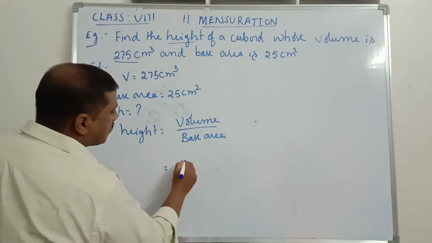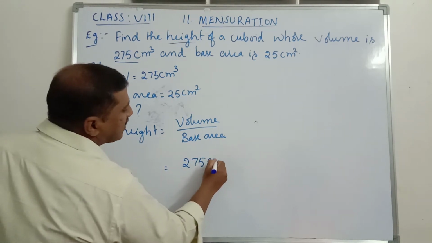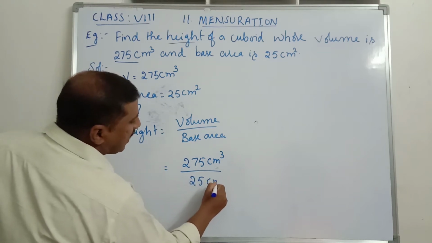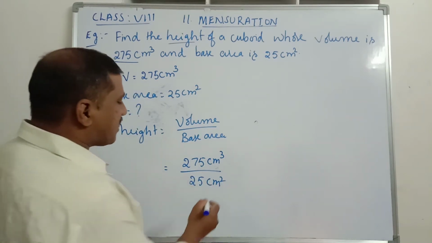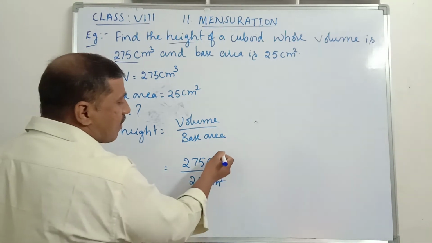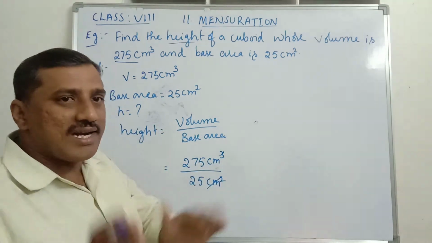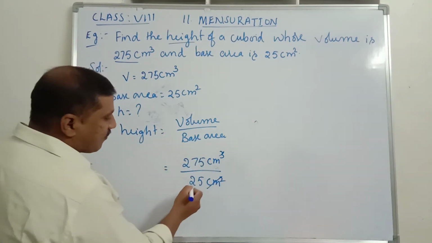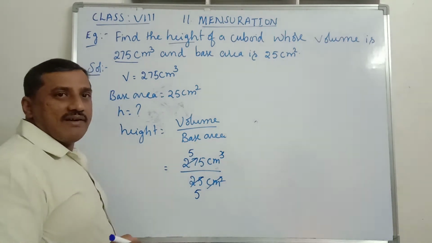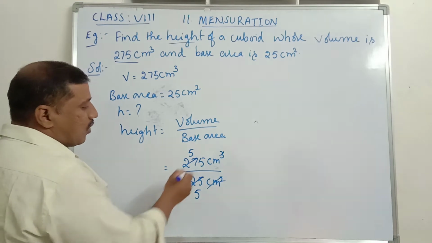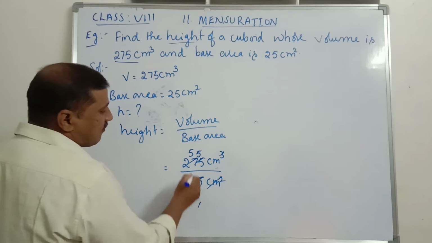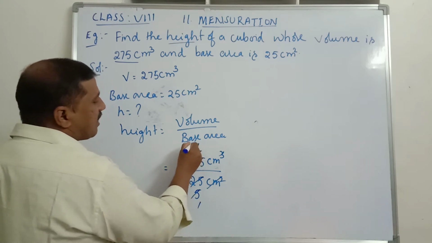Now volume is 275 cubic centimeters divided by base area, 25 square centimeters. Cubic centimeters means centimeter into centimeter square, so we will get one unit, centimeter. Now divide by 5. 5 5s are 25. 27 minus 25 is 2, and bring down 5, 25. Again 5 5s are 25. 5 1s are 5. 11.